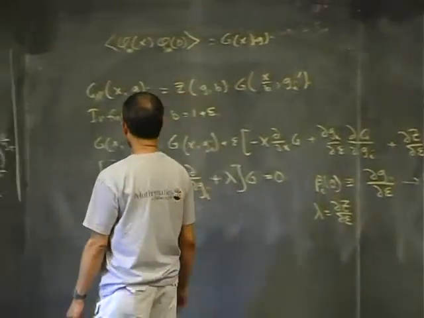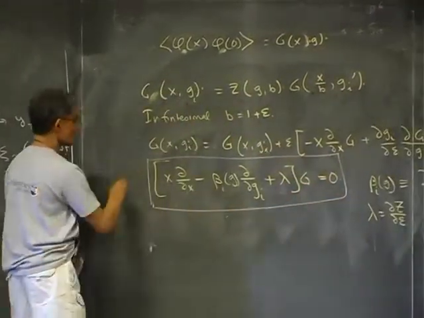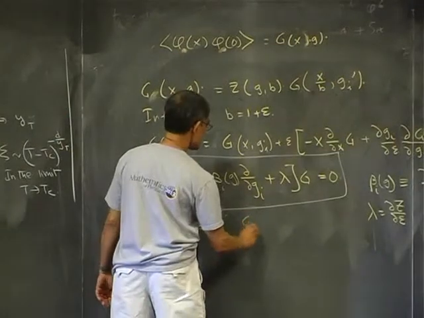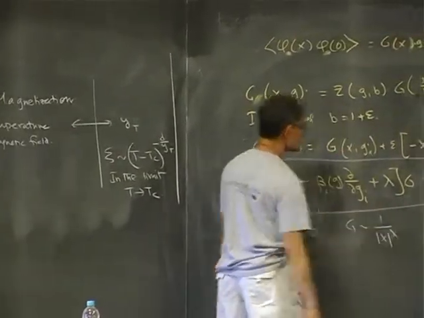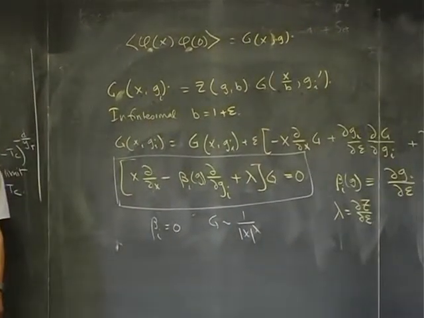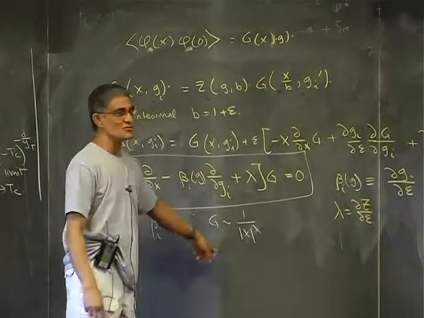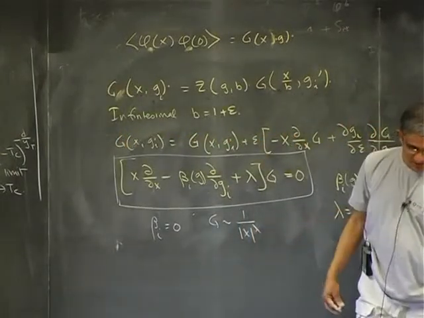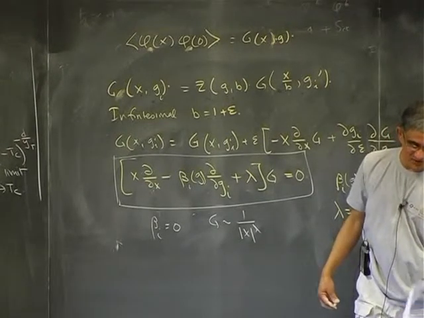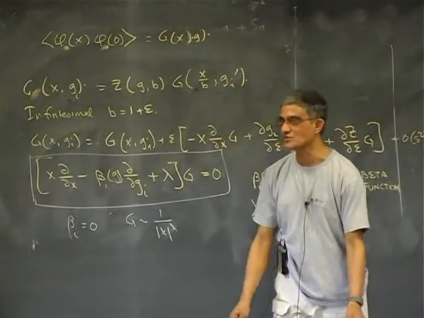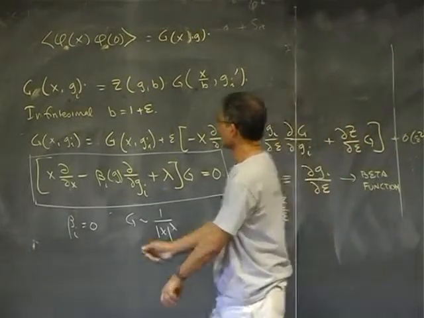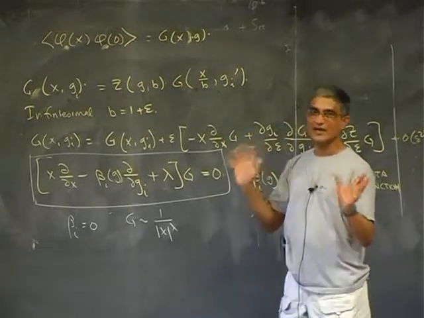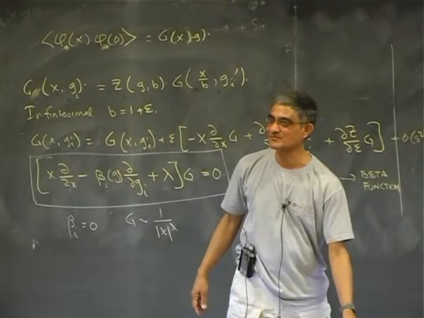But this tells you something which you already knew, that at a fixed point, beta_i is equal to 0, and therefore G goes as 1 upon x raised to the power lambda, so that is a power law. It tells you that when beta_i is not equal to 0, it gives the corrections to this power law. This is an example of a class of equations which are called renormalization group equations. The Callan-Symanzik equation is one of those. I think I'll just stop here. So this defines for you the beta functions, and one of the aims in this entire subject is to calculate beta functions.